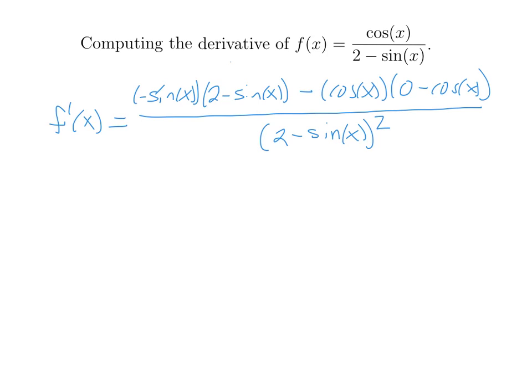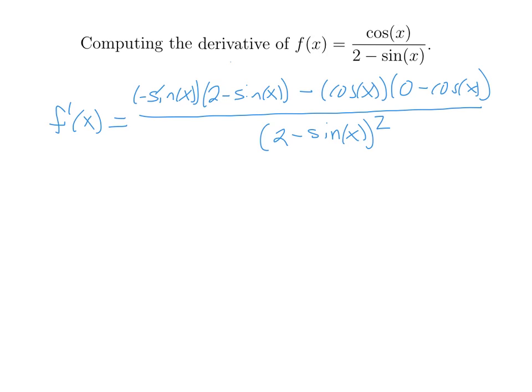The quotient rule for differentiation says we need to start with the top, take its derivative. Derivative of cosine is negative sine, and then we just copy the bottom. We then subtract the top times the derivative of the bottom. And all that goes over the bottom squared.